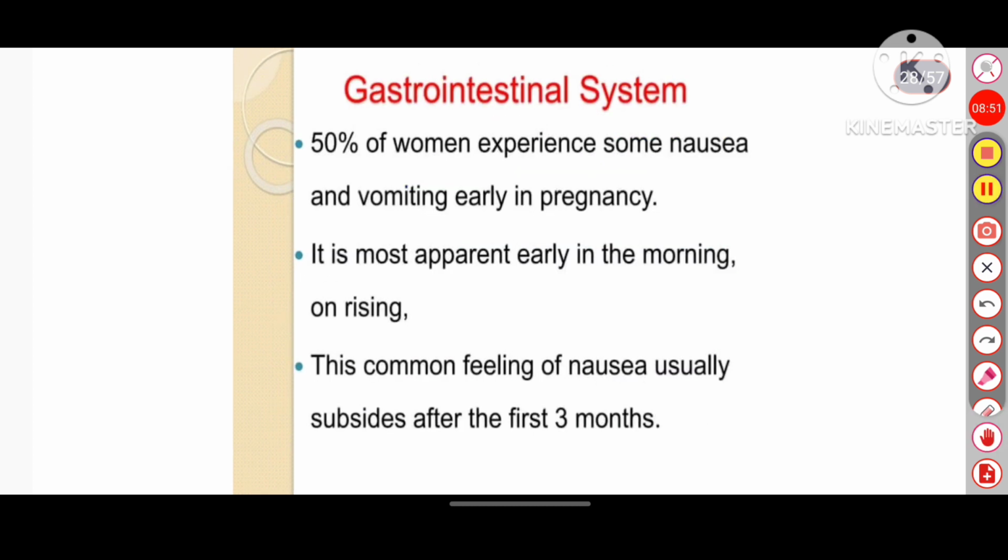Next, I will ask you about the changes that occur in the gastrointestinal system. 50% of women, as you know, experience nausea and vomiting during pregnancy, most apparent in the early morning. This common feeling of nausea usually subsides after 3 months.